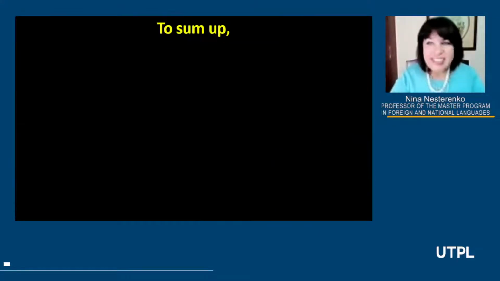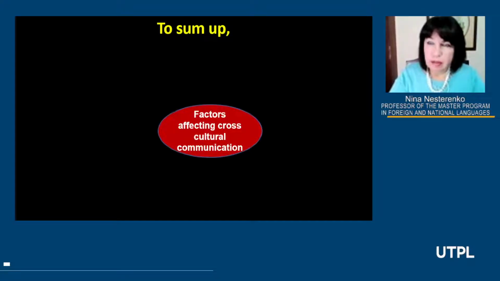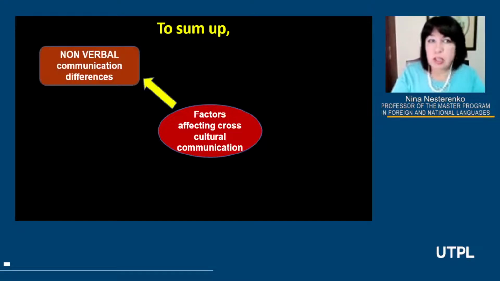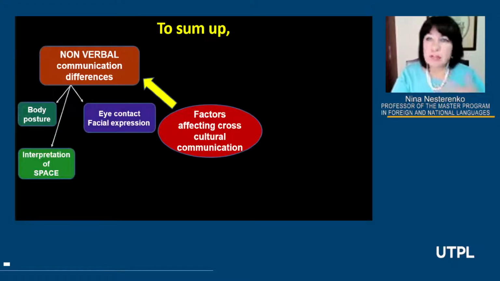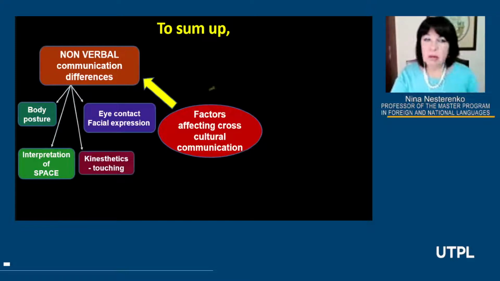Well, finally, we are about to conclude. To sum up, we have to consider those factors that affect cross-cultural communication. Non-verbal communication differences comprise body language, body posture, eye contact, facial expressions, interpreting of space, how close we can stand during conversation, and how we can touch or not, like greetings, for example.